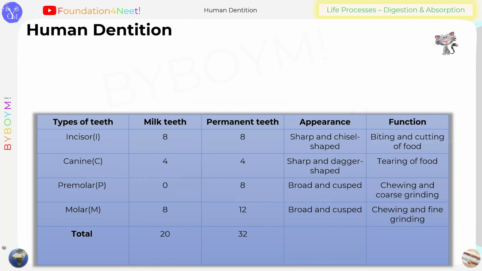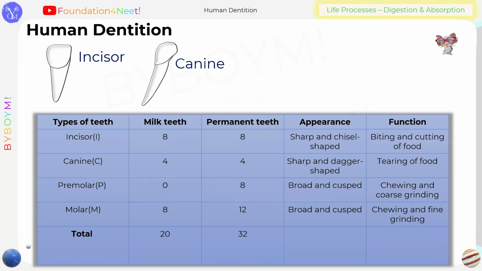So let's take a look at the number of teeth in human dentition. The first type of teeth is the incisor. You will see that you have 8 incisors in permanent teeth. If you are talking about one jaw, you have 4 in the upper jaw and 4 in the lower jaw. Their appearance is sharp and chisel shaped, and they function in the biting and cutting of food. They are followed by canines. You have 4 canines in total, with 2 in the upper jaw and 2 in the lower jaw. They also appear sharp but are dagger shaped, and their function is tearing of food.